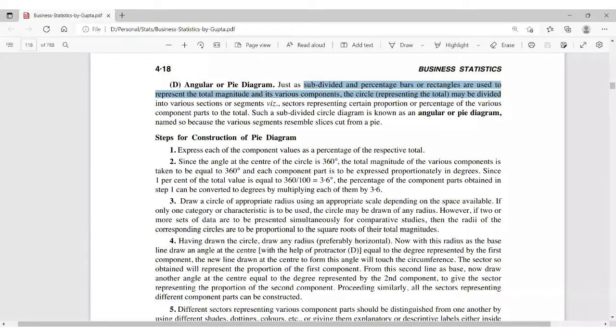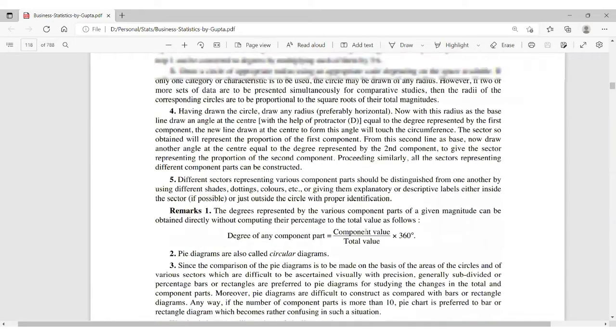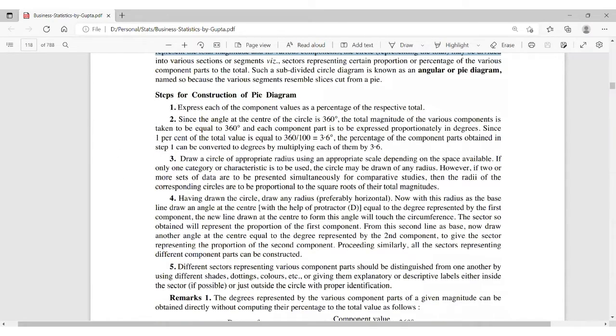For example, express each component value as a percentage of the respective total. See how we do. Express each component value as a percentage of the respective total. Then, since the angle at the center of the circle is 360 degrees, the total magnitude of the various components is taken equal to 360 degrees and each component is expressed proportionally in degrees. Since 1% of the total value is equal to 360 by 100, that is 3.6 degrees.